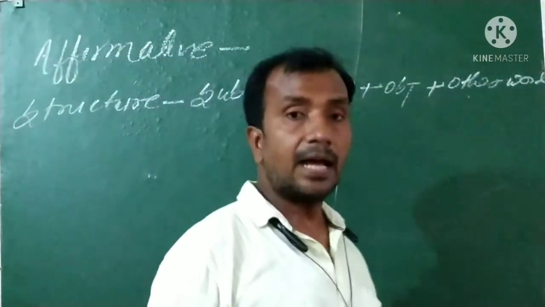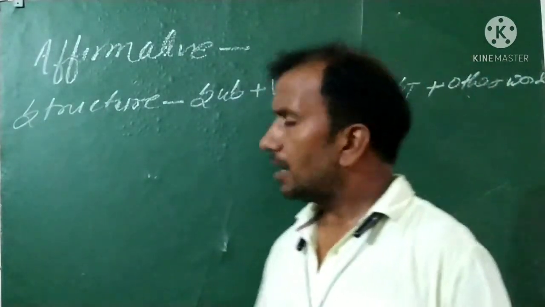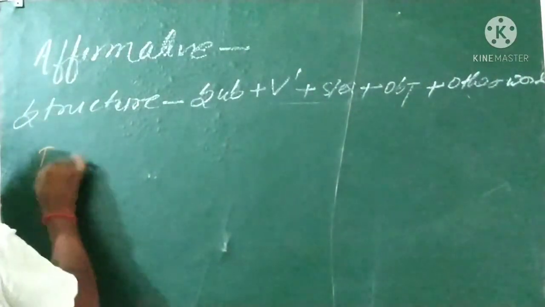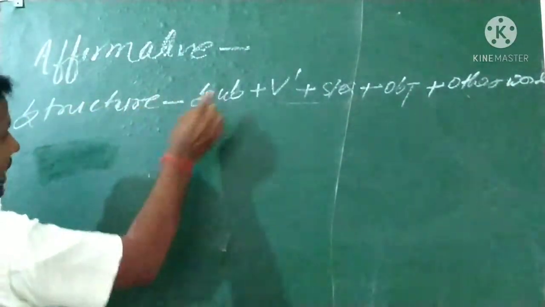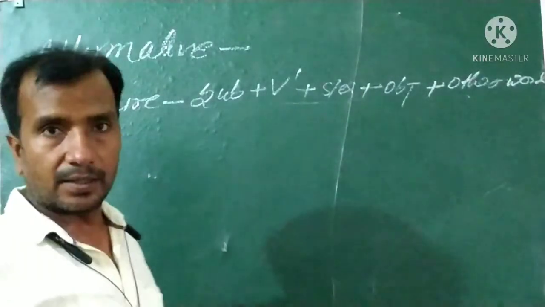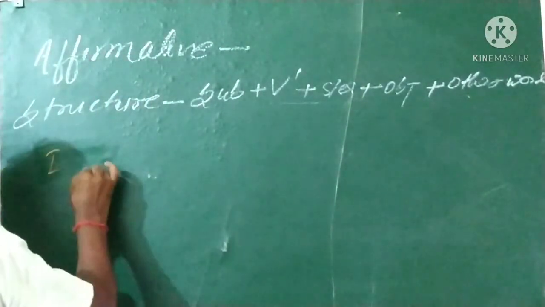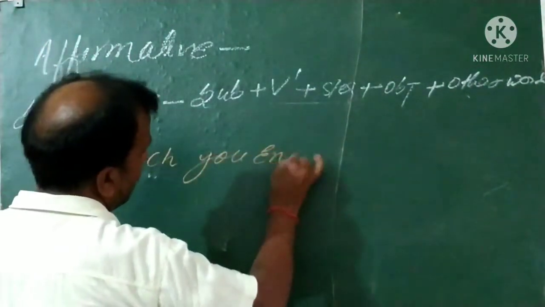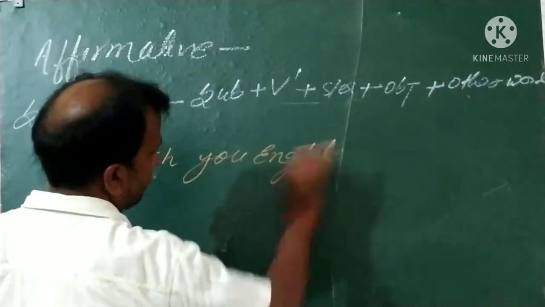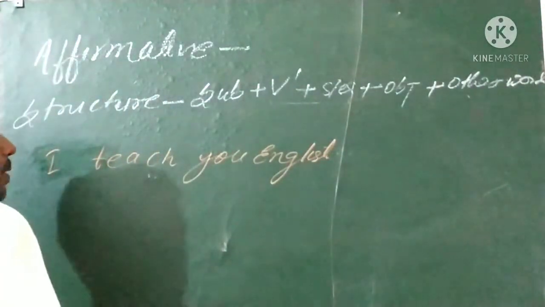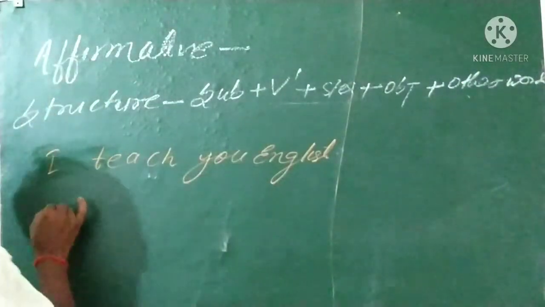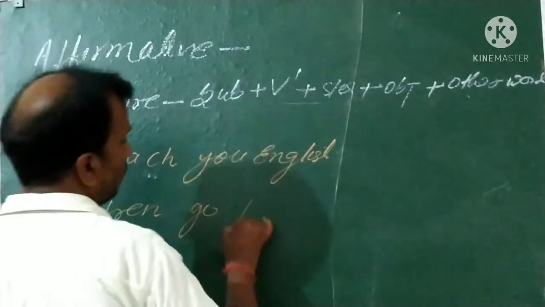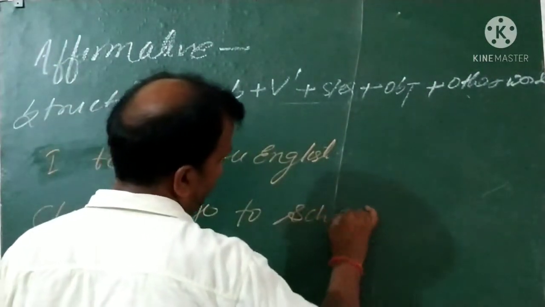For example, I am teaching you English, present indefinite. मैं आपको इंग्लिश पढ़ाता हूं. I teach you English. Okay? बच्चे रोज स्कूल जाते हैं. Children go to school every day.